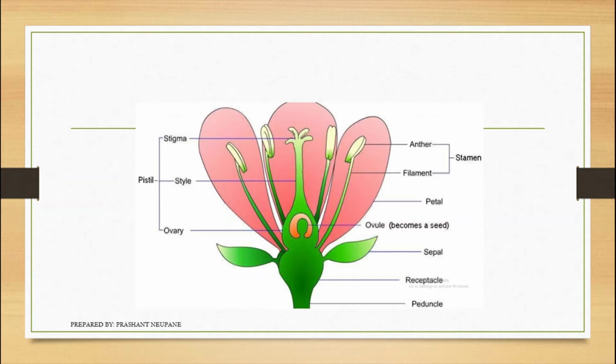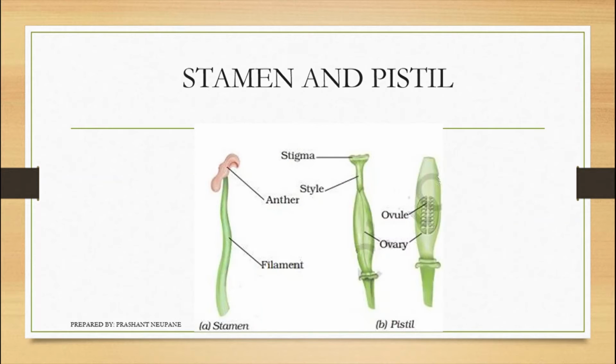Stamen and pistil are made up of various parts. So let's learn about those parts briefly. In the figure over here, you can see the stamen and the pistil. In case of stamen, there is a long slender structure which is like a tube, known as a filament, and at the top of which is the anther. In the anther, there are a lot of pollen grains.